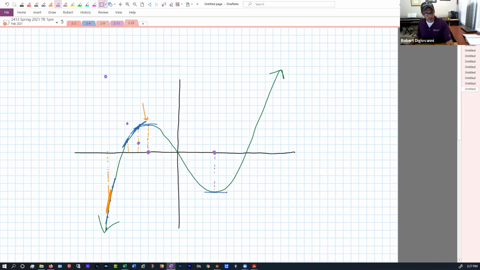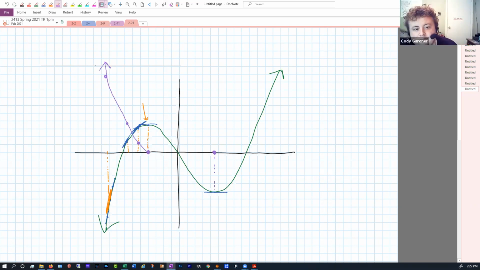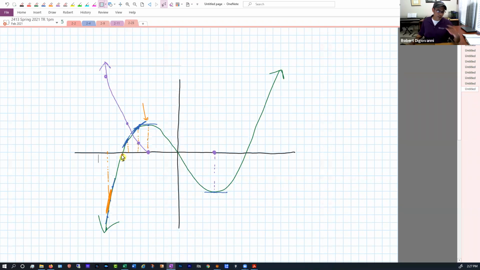And Cody, if I connected those together, don't we get something like that? Yes. Does everyone see that? As you move to the left, you get steeper and steeper positive slopes. And the derivative is saying, as you move to the left over here, you get bigger and bigger positive values. The derivative gets bigger and bigger positive here. All right, Cody, good job.